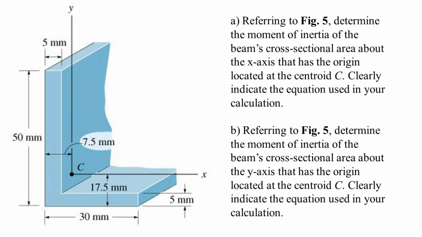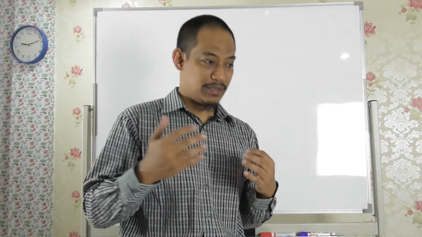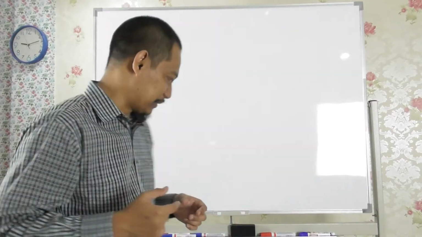So the question says, part A, referring to the figure, determine the moment of inertia of the beam's cross-sectional area about the x-axis that has the origin located at the centroid C. Clearly indicate the equation used in your calculation. And part B, determine the moment of inertia of the beam's cross-sectional area about the y-axis that has the origin located at the centroid C. So basically one is moment of inertia about the x-axis, one is about the y-axis, and it does involve what we call the parallel axis theorem.